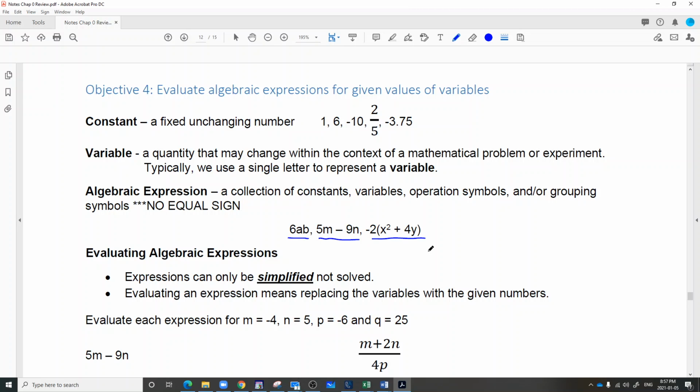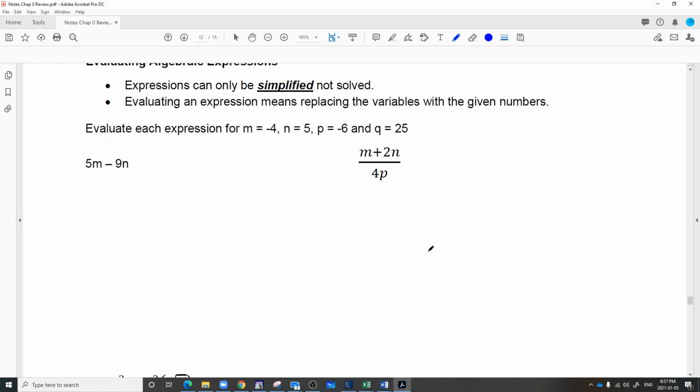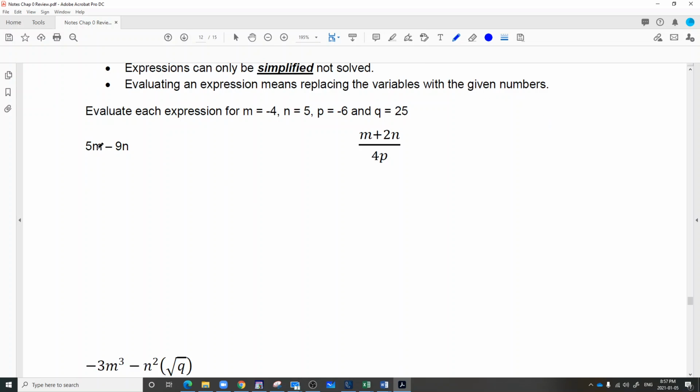And so what we're going to do now is evaluate algebraic expressions. So expressions can be simplified. They cannot be solved. We're not solving for a variable. So what we are going to be doing is evaluating an expression, which means that we are going to be replacing variables with given numbers. So for example, if I have 5m minus 9n, I'm going to be replacing the m and the n. What that means is that I'm going to put a number in for these variables.